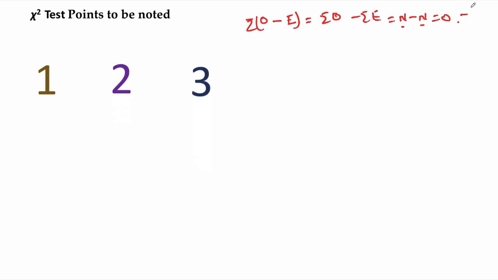Next, it is a non-parametric test. It is also known as a distribution-free test, since no assumptions are made about the parameters of the population. Fourth, chi-square distribution is a limiting approximation of the multinomial distribution.